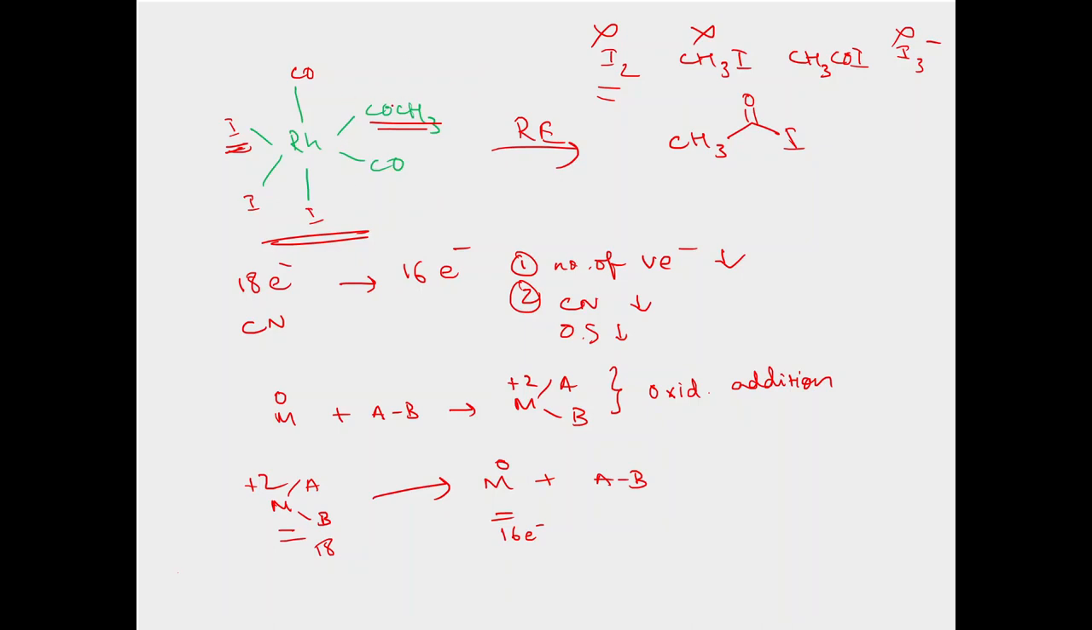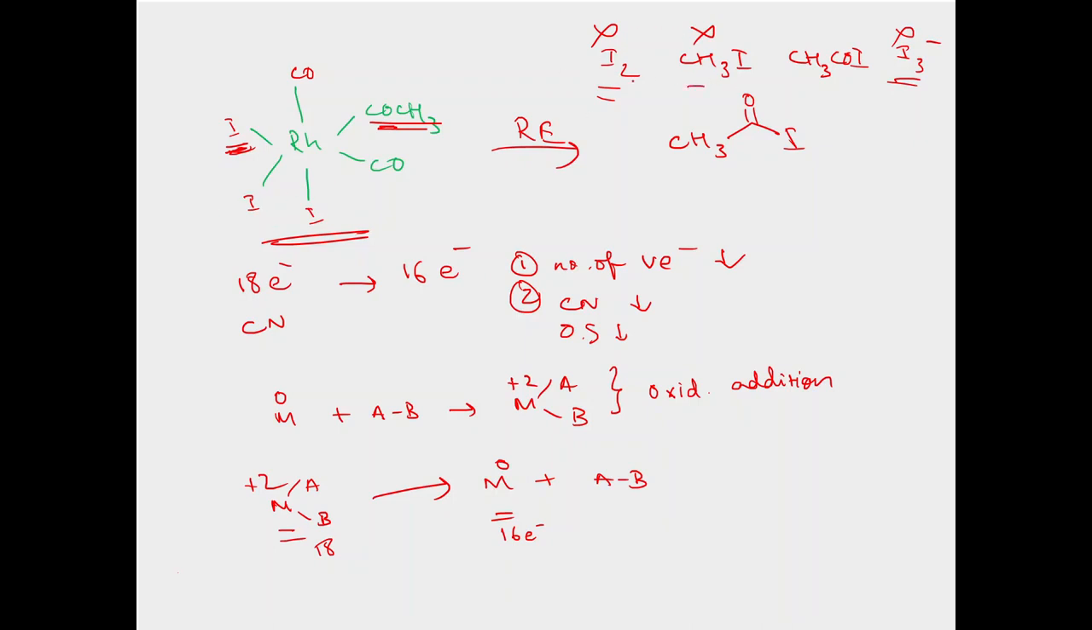If CH3 was there, if this insertion had not taken place, if we had some CH3 outside also, then there was a possibility that CH3I would also come out. But here it's CH3CO, CH3 and I, these two will come out as they are present cis to each other. I3 minus can't come out, because we are not having anything like that.